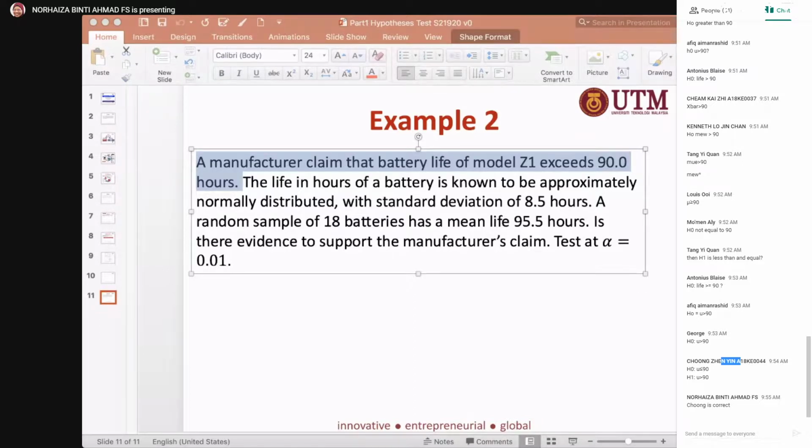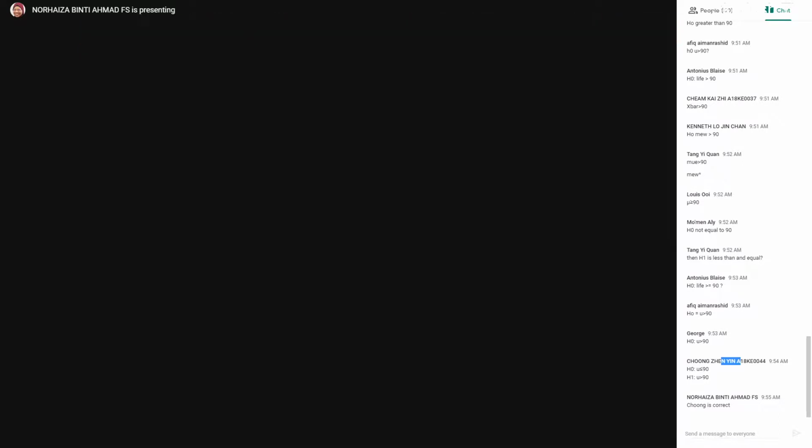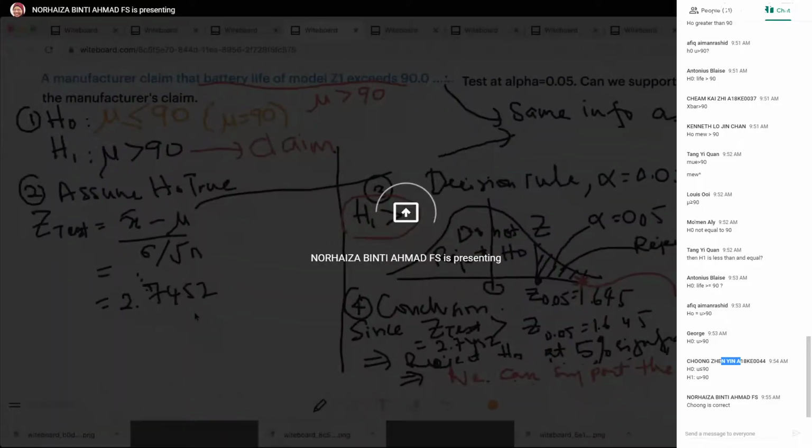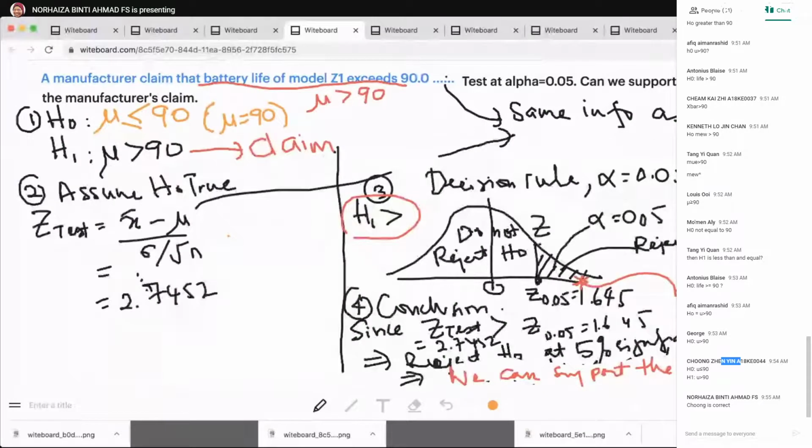So I'm going to show you my answer. Stop presenting window. Here. So in this case, my H1 is my claim. We start off with mu greater than 90. You test yourself, is this H naught or H1? Clearly this is greater than, so it can't be H naught. It has to be H1. When you've already set your H1, the opposite of that is less or equal to 90.